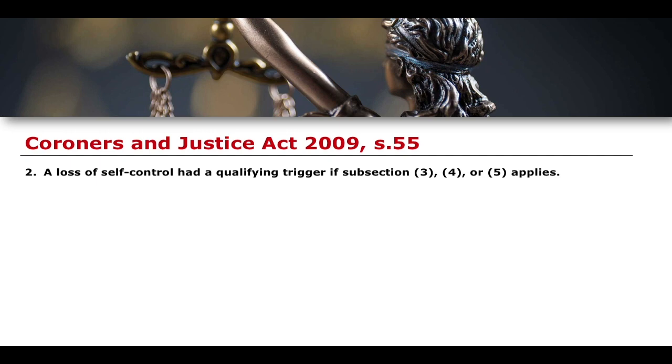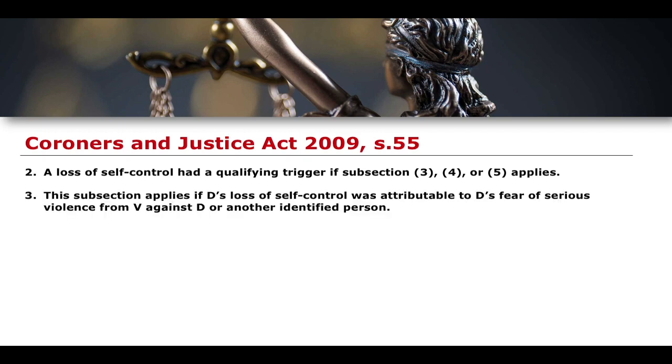they will present a trigger. They will have to present a qualifying trigger which causes the loss of self-control. Now, in order for this qualifying trigger to be justified by law, it has to fall within subsection 3, 4, or 5 of Section 55 of the Coroners and Justice Act.